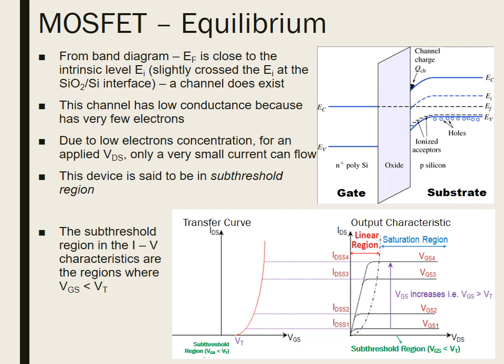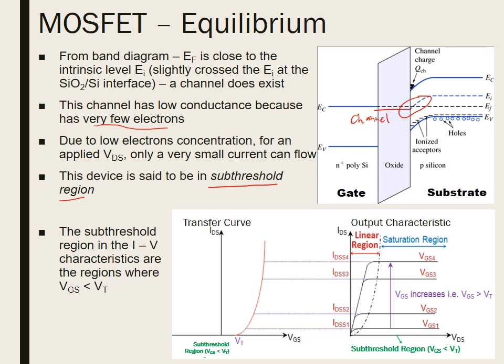At equilibrium, as can be seen from this Venn diagram, the Fermi level or EF is close to the intrinsic level EI and slightly crosses the EI at the silicon dioxide and silicon interface. This shows that a channel does exist. However, the channel has low conductance because only very few electrons exist. Due to the low electron concentration, even if we apply the source to drain voltage or VDS, only a very small current can flow. This device is said to be in the sub-threshold region.